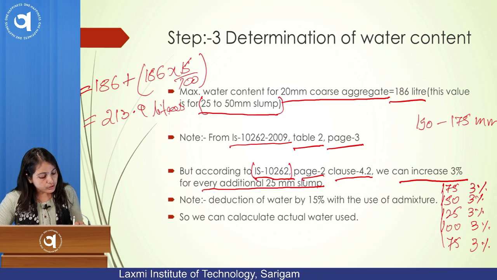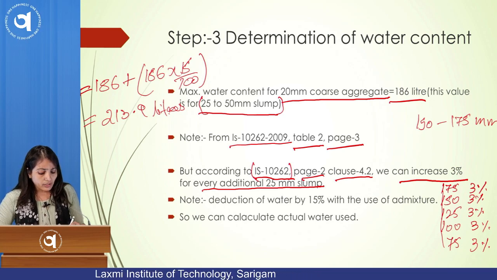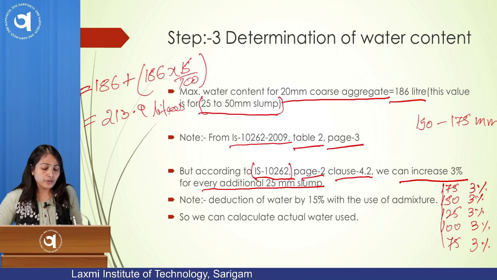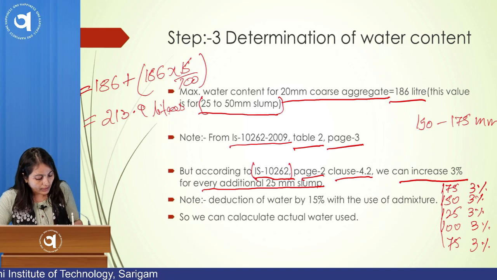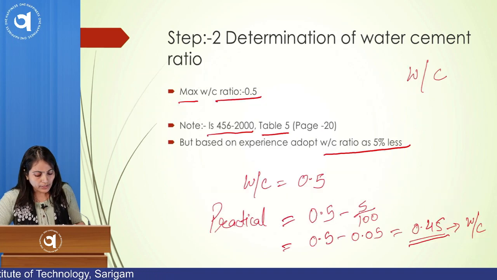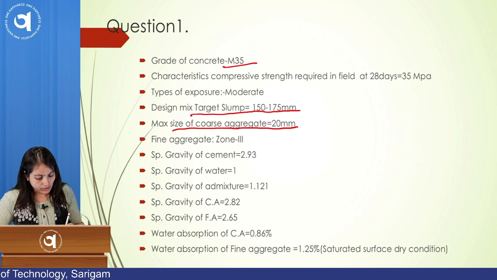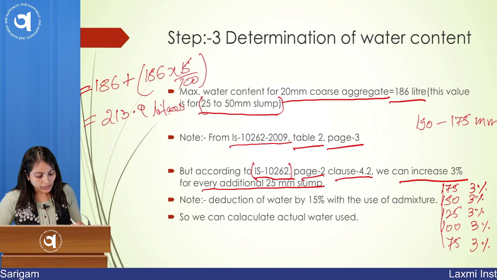But this is not the final amount of water. It is also given that there is a deduction of water by 15% with the use of admixture. So we can calculate the actual water used. In the question, admixture is given, so I will calculate according to admixture. It is given in this clause of IS 10262 that water can be reduced by 15% with the use of admixture.